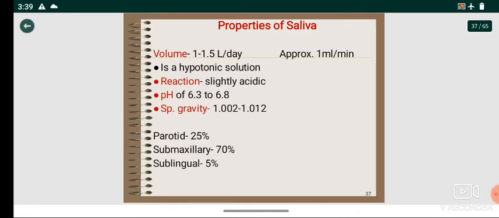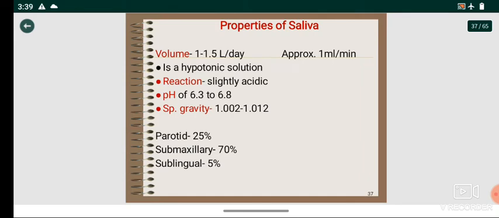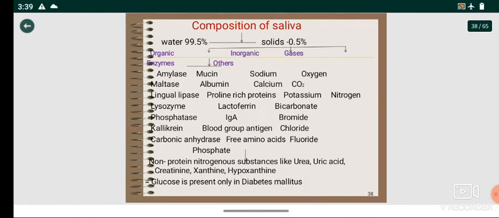Now the major glands which secrete saliva, as we have discussed in my last video, are the parotid, submaxillary and sublingual. Out of these, the major source of saliva is the submaxillary gland. 70% of the salivary secretion is from the submaxillary gland, 25% is from the parotid gland, and 5% is from the sublingual gland.